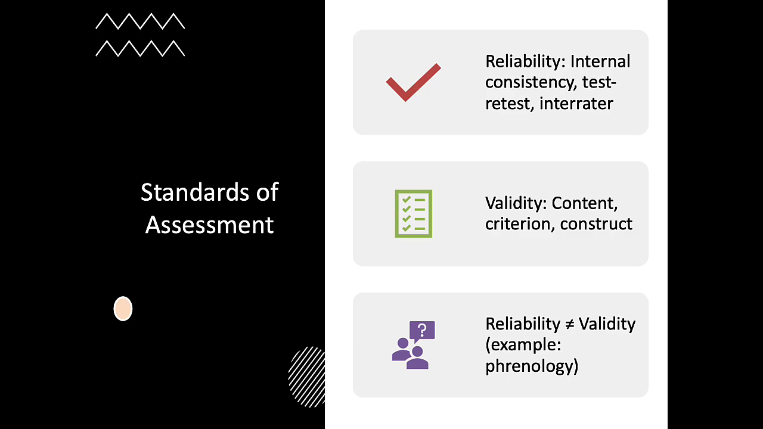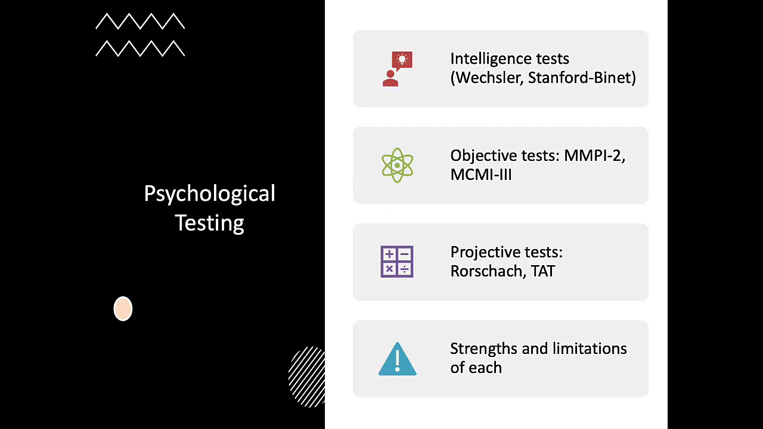It's interesting to note that a psychological test can be highly reliable, but also invalid. 19th century phrenologists who believed personality was determined by skull bumps could reliably measure those bumps, but these measurements were invalid for assessing psychological traits. Now let's explore the methods of assessment clinicians use.